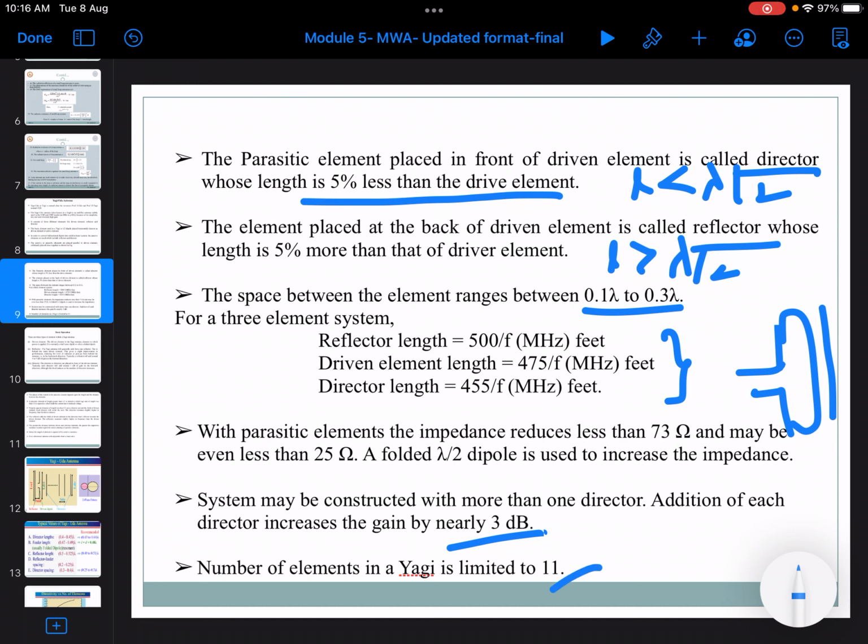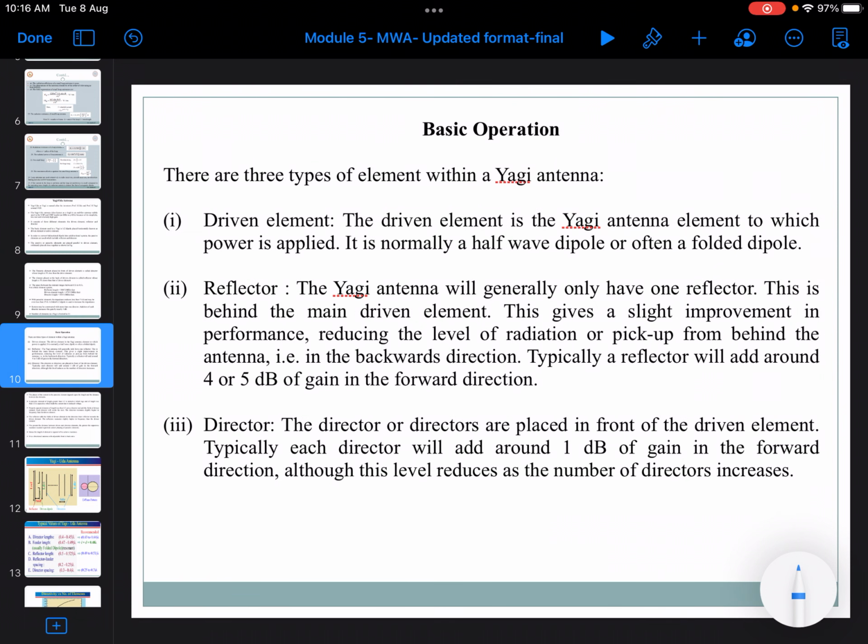Usually the number of elements in a Yagi antenna will be restricted to a maximum of 11 elements. As we have seen, basically there are 3 types of elements in a Yagi: driven element, reflector and director. The driven element is the one where you will apply the power. It is an active element, and usually it is a half wave dipole, or sometimes it can be a folded dipole, because with the inclusion of the elements, the resistance might decrease. To enhance the radiation resistance, we can go with a folded dipole.